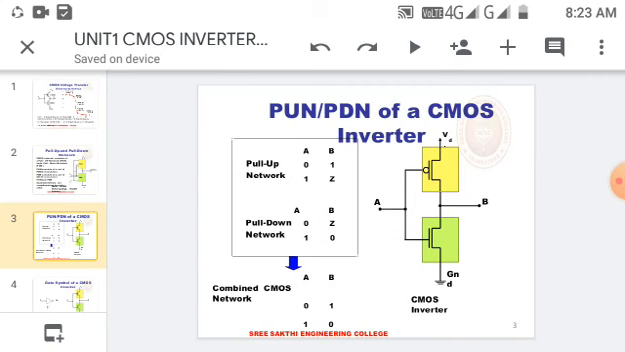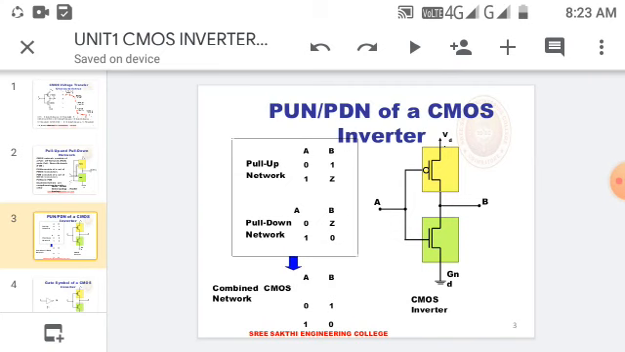So we have one input A and output B. A will be 0. What happens to the pull up network? When A is 0, what happens to the pull down network? We have discussed this already. So first we will take A equal to 0. We have a bubble in the pull up network, that is PMOS.